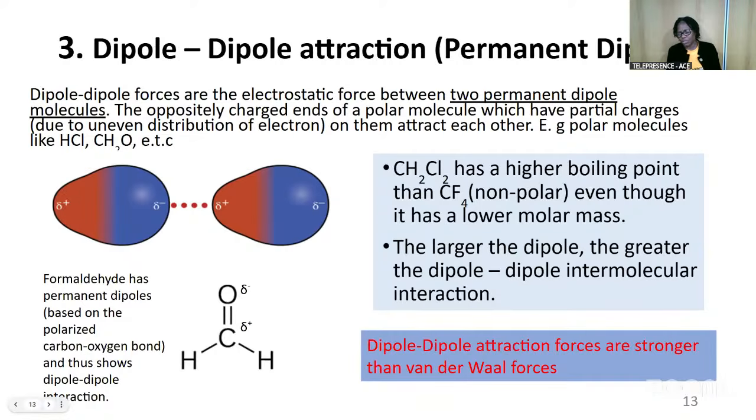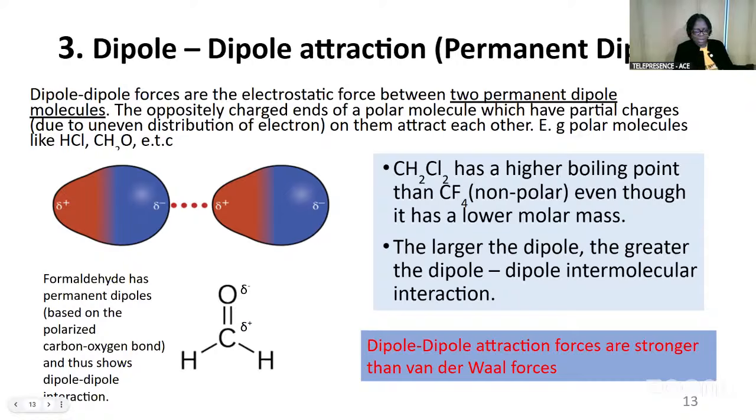dipole-dipole attraction. And as I've put it here, from the name, those are molecules with permanent dipoles coming in close contact with another molecule of permanent dipoles. So dipole-dipole attractions are from permanent dipoles in the molecules that are coming together. So these forces are electrostatic forces between permanent dipole molecules, and they are oppositely charged ends. We attract or attract each other, simply put that way.